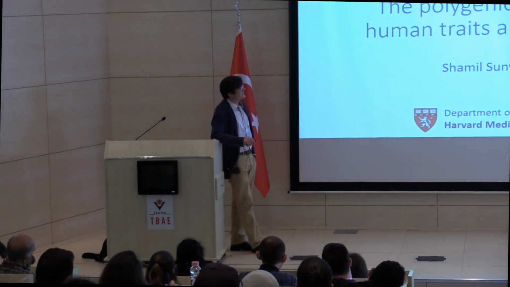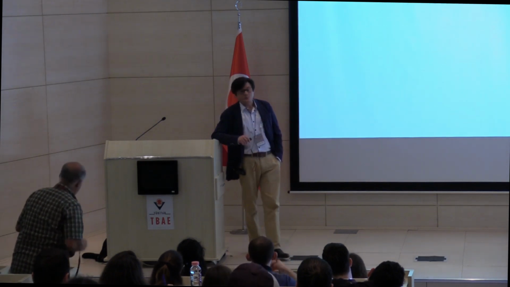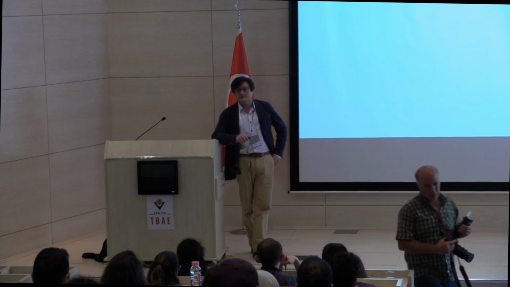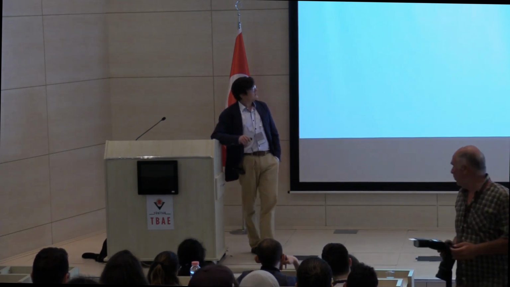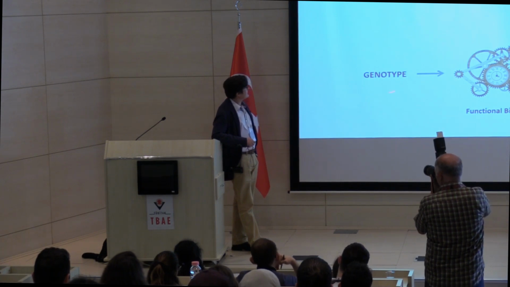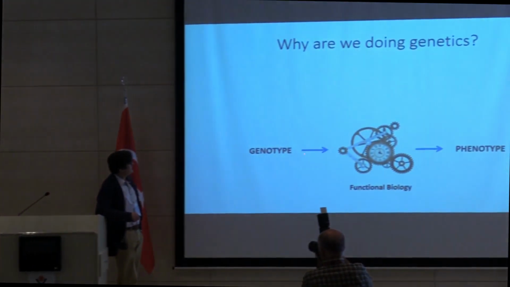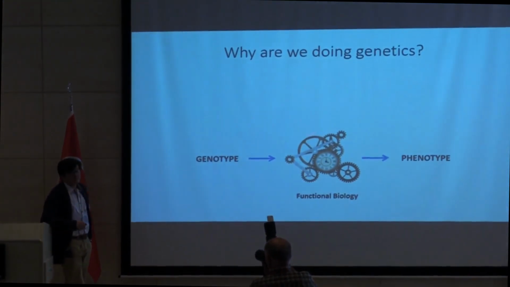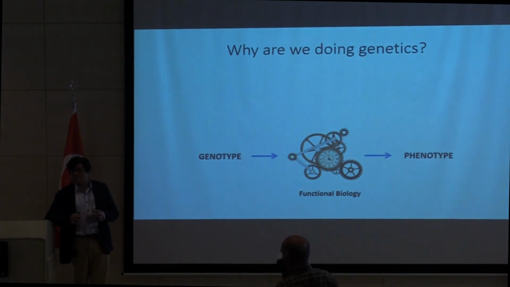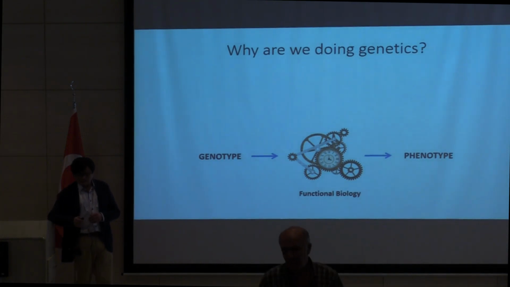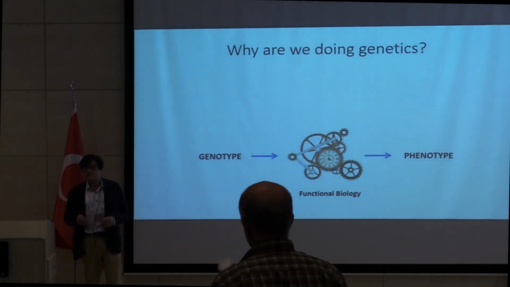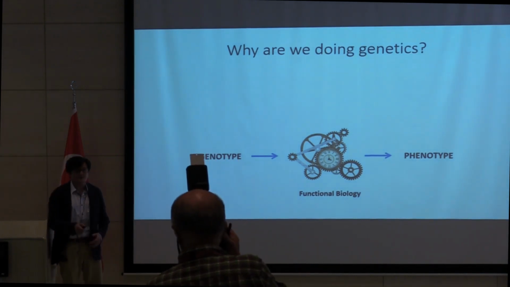Okay, so I'll start on a philosophical note. Why in the world are we doing genetics, right? That's the first question you have to ask yourself. What we think life science is, there is some genotype, and it gives rise to some functional biology, some complex clockwork machinery that we don't really understand very well. And that clockwork machinery produces phenotypes. Right? So that's how we think about life sciences generally.